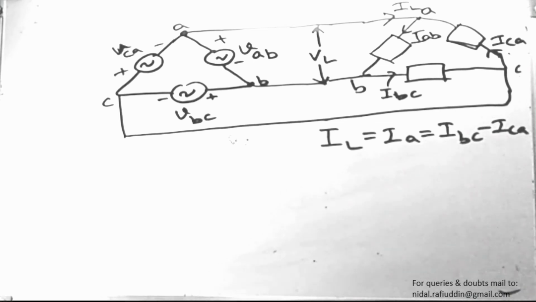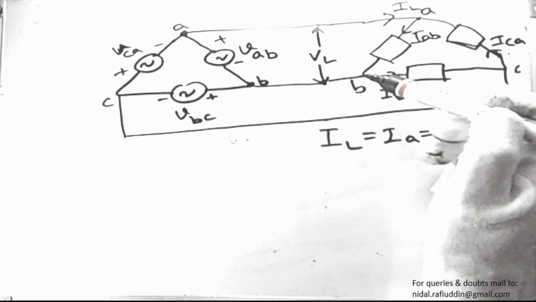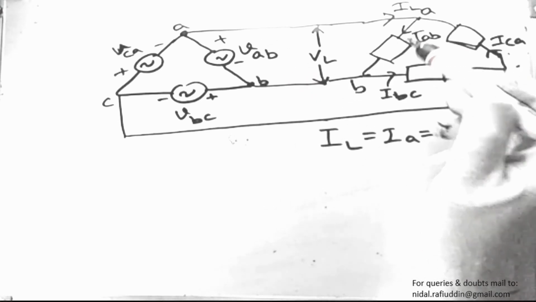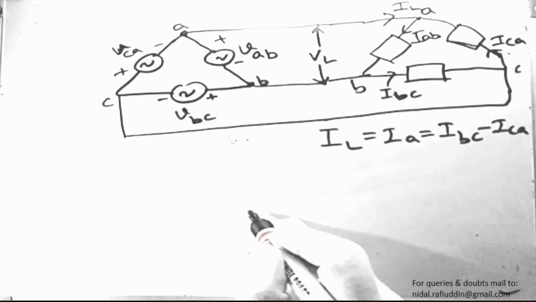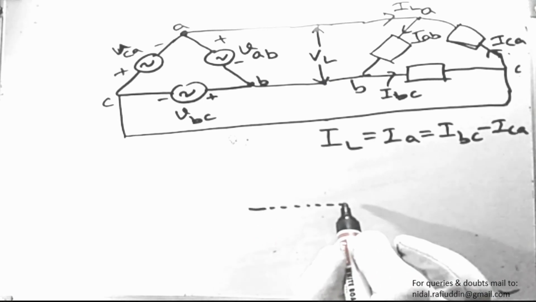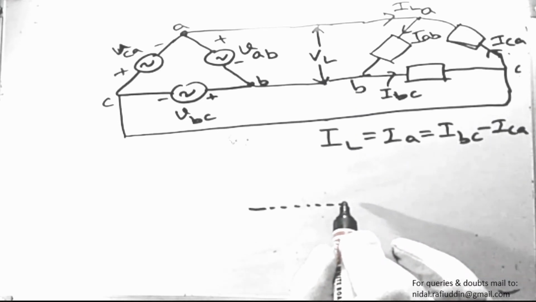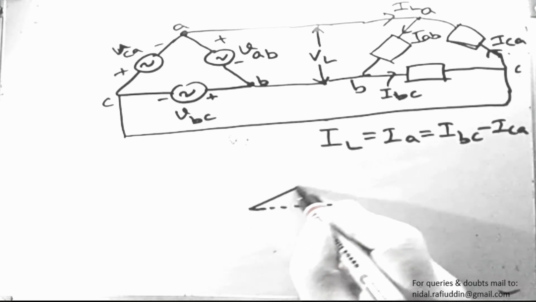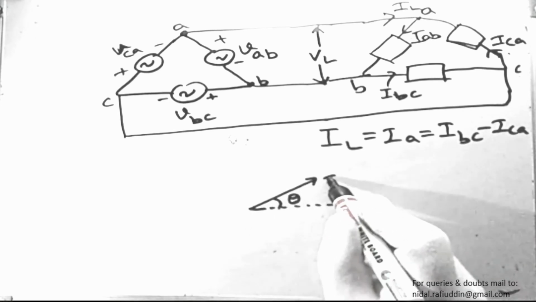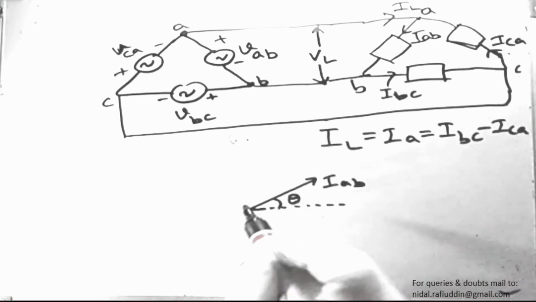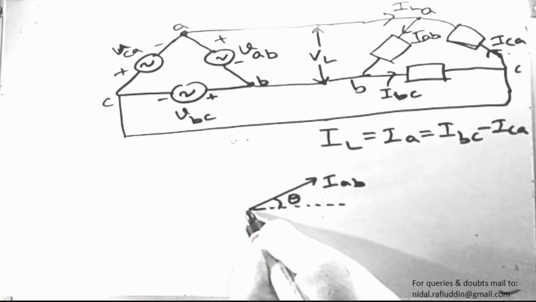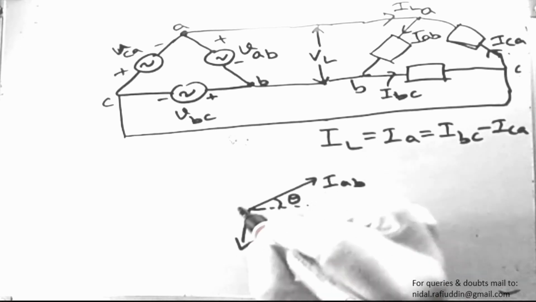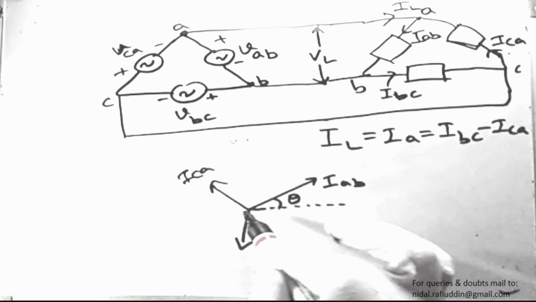For the time being, consider IAB, since the voltage between terminals A and B is VAB, and depending upon what load is connected between these terminals, IAB will be either leading or lagging VAB. Let us displace it by an angle theta. If this is the reference axis along which we take the phasor for VAB, and IAB is displaced by an angle theta or phi, then IBC will be lagging IAB by 120 degrees. Let's say it comes somewhere here, and ICA is again displaced by 120 degrees from IBC.